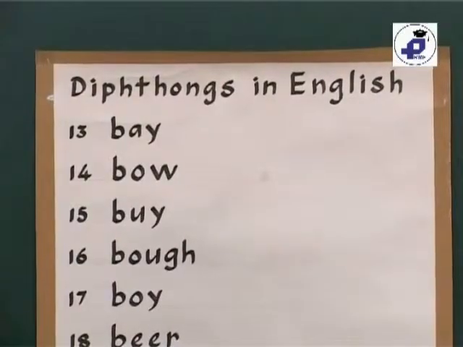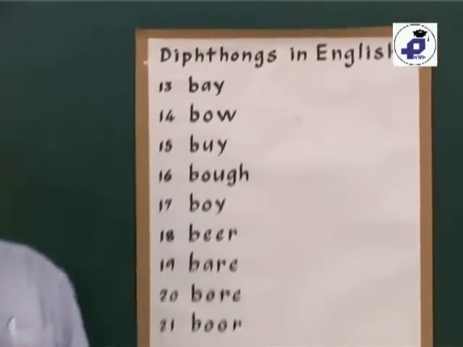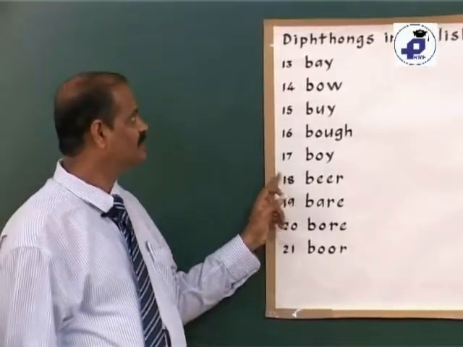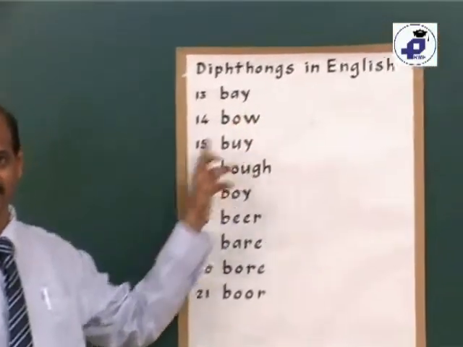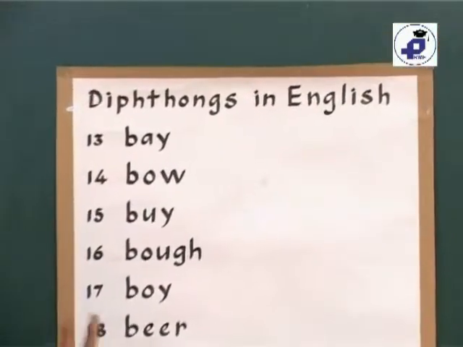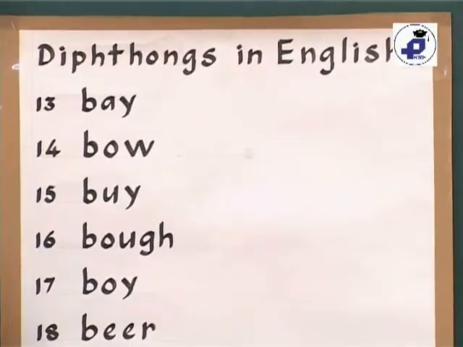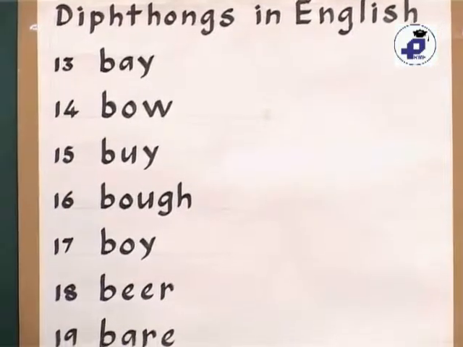To improve your pronunciation in the English language, I am providing you one more chart here. This is a chart of diphthongs in the English language. It is a union of two sounds put together. When you practice these sounds, that will improve your pronunciation skill.